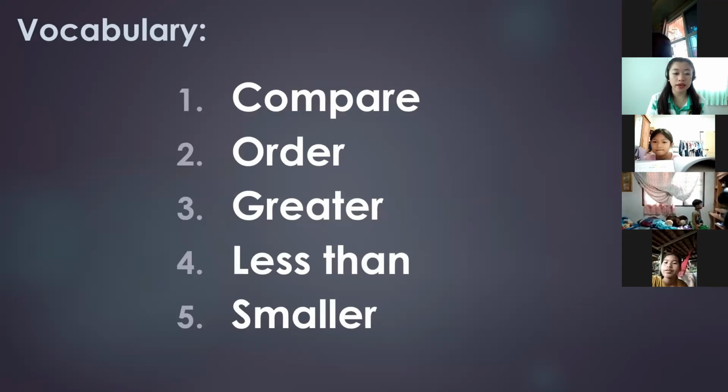And number 3, we have the word greater. Greater. Very good. And number 4, we have the word less than. Less than. Very good. And number 5, we have the word smaller. Smaller. Okay, very good. Let's read again one more time, starting from number 1.